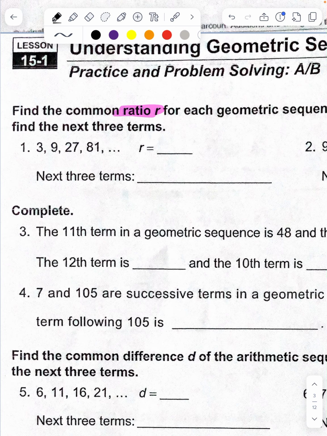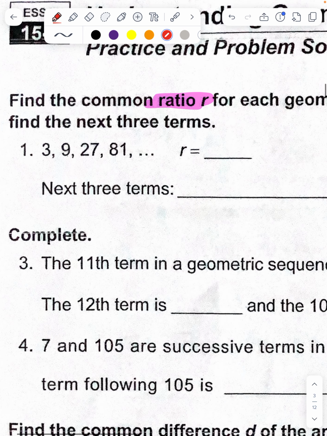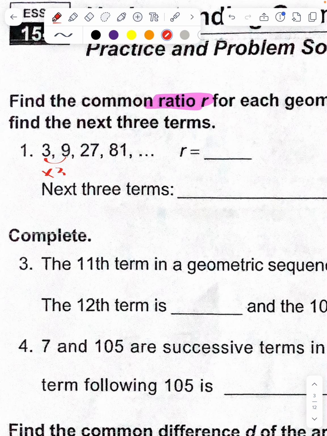What is the number that 3 is multiplied by to get 9? 3 times 3 becomes 9. And then 9 multiplied by 3 gets 27. 27 multiplied by 3 gets 81. So the common ratio is 3.